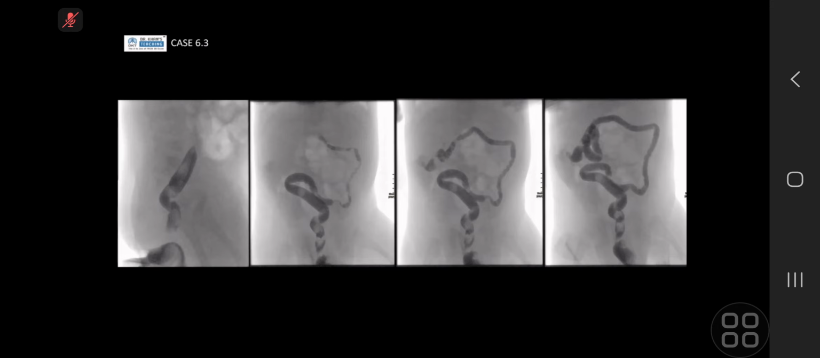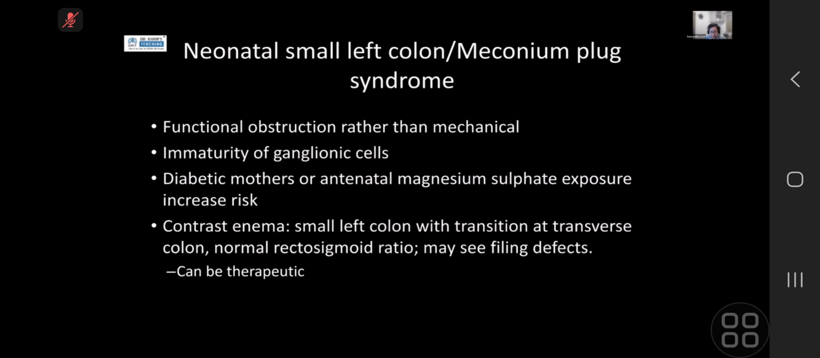Case 3, again a lower GI contrast study, and I think I still see a few filling defects within the lower descending colon, and then there is a microcolon again, and the small bowel loops are not opacified with contrast. So cases 1, 2, and 3 are demonstrating different kids with a small left colon or meconium plug syndrome. Thank you for that.